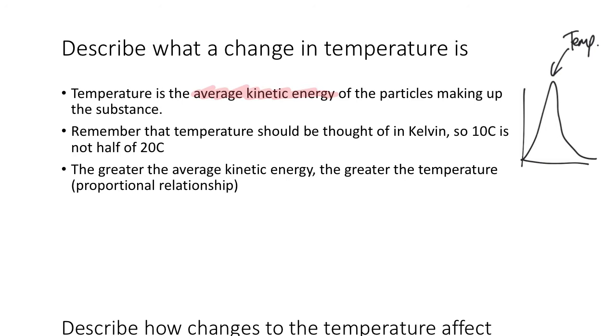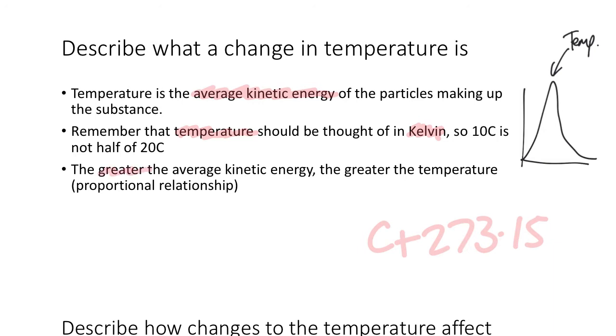Ideally, you should remember that temperature should not be thought about in degrees Celsius, but in Kelvin. And so Kelvin is what? It's degrees Celsius plus 273.15. So therefore, 10 degrees Celsius is not half of 20 degrees Celsius. It's quite close to it in terms of value, actually. All right, the greater the average kinetic energy, the greater the temperature.